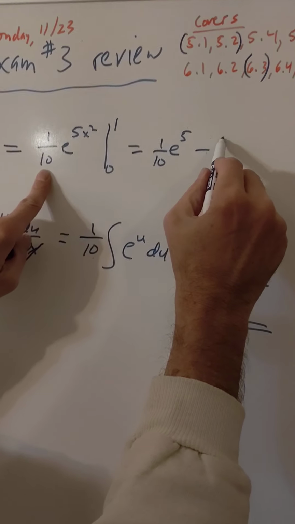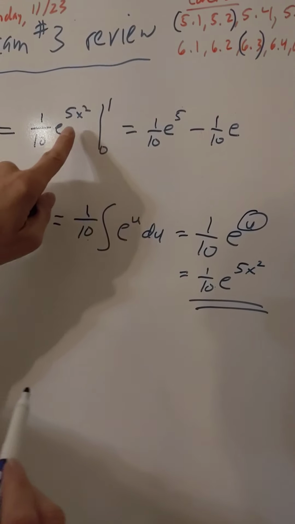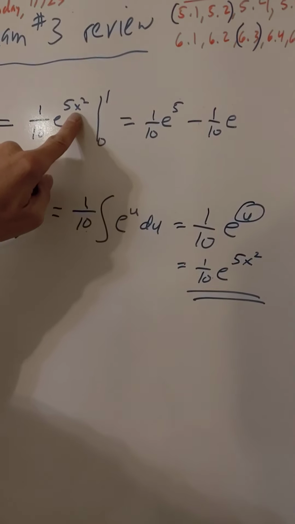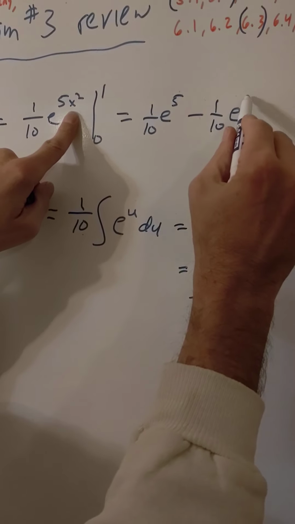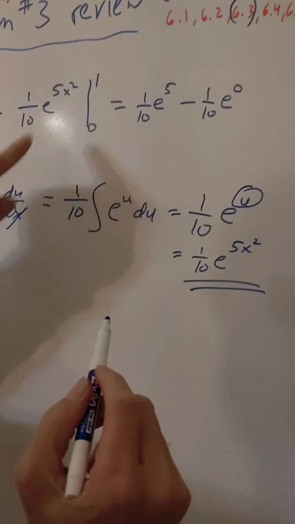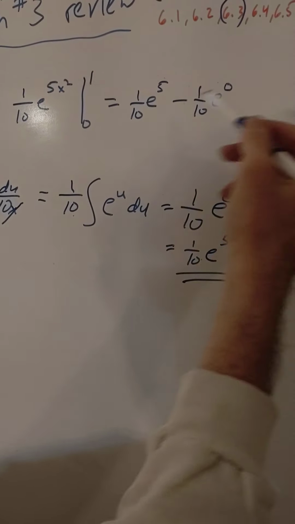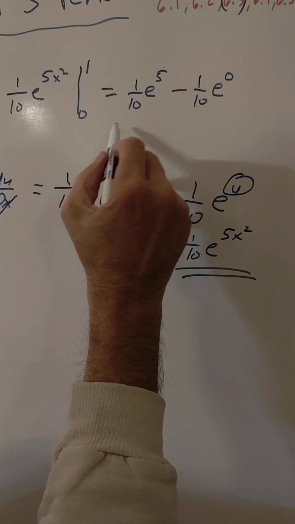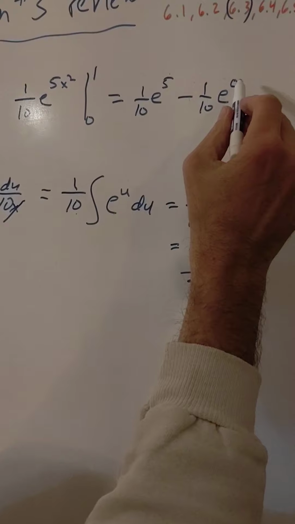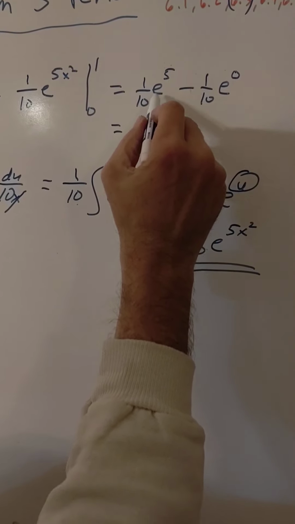So let's write the 1/10 again, and then e to the, if x is 0, then 0 squared is 0, 5 times 0 is 0. Don't stop there though, because anything to the 0 power is 1, except for 0 to the 0, which you don't really see too often, because that's indeterminate. So don't worry about that. In general, anything to the 0 power is 1. So this is going to be 1/10 e to the 5th.